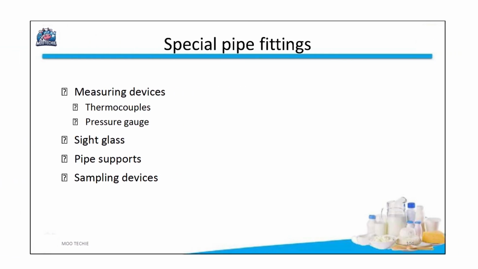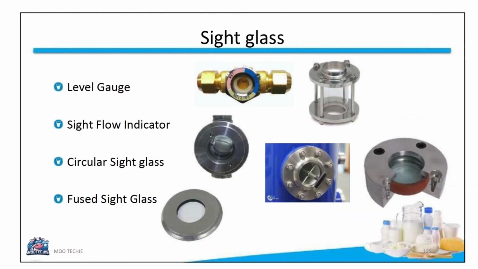Beyond standard pipes and valves, there are special pipe fittings that serve specific purposes. These include measuring devices for quantifying flow, thermocouples for measuring temperature, and pressure gauges for monitoring system pressure. Other special fittings are sight glasses for visual inspection, pipe supports for holding the system in place, and sampling devices for taking product samples. A sight glass is a very common special fitting. There are different types used for different jobs.